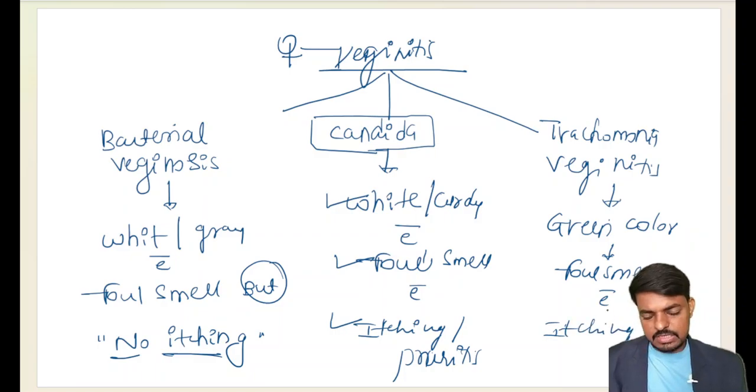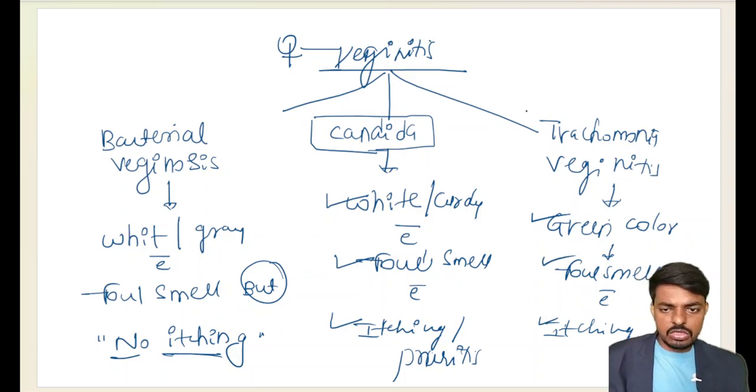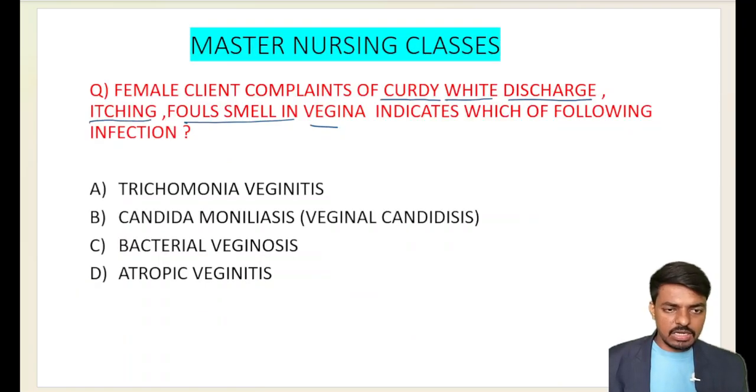If the examiner is asking about green color discharge with foul smell with itching, the answer goes to Trichomonas vaginitis. But in our question, it is a white curdy color discharge with foul smell with itching or pruritus, so the answer goes to candidiasis. If a single word changes, the entire answer changes.